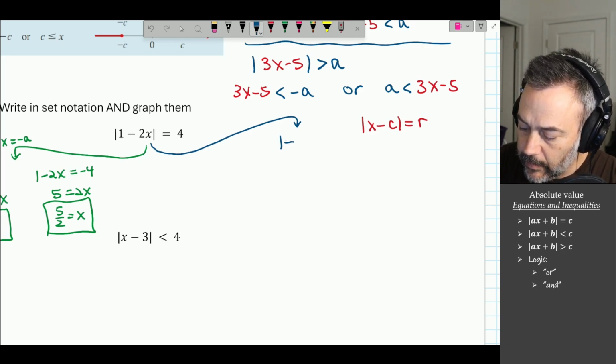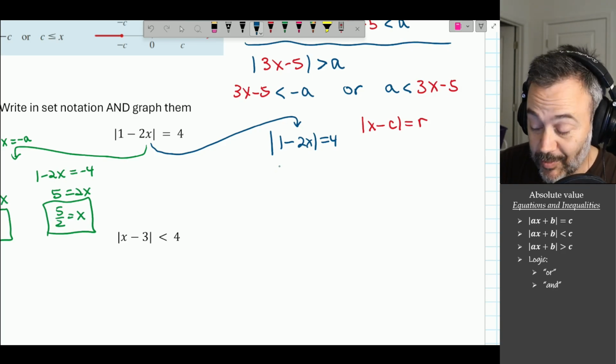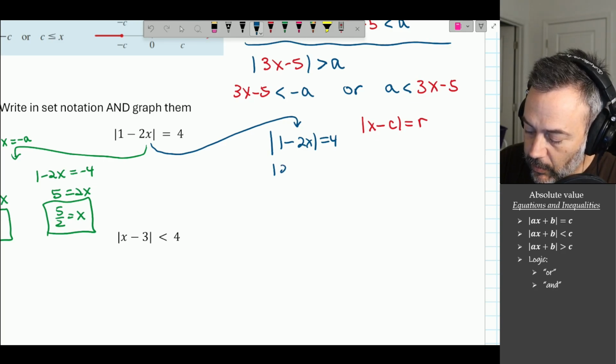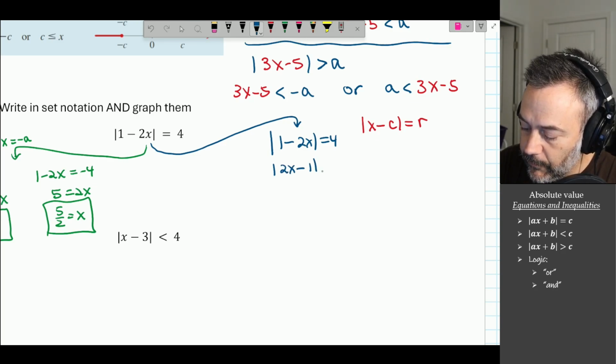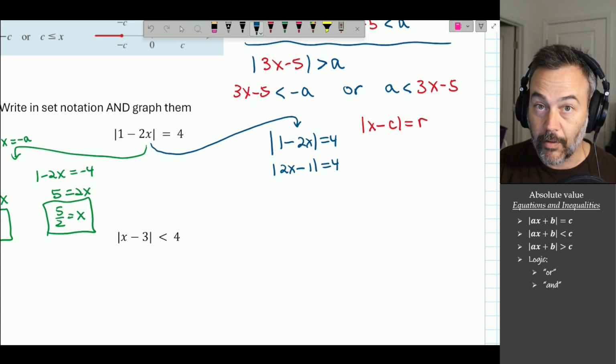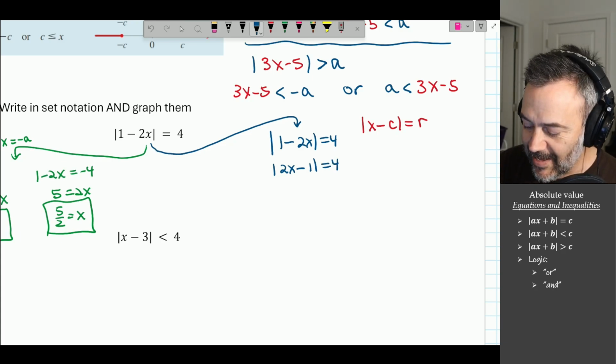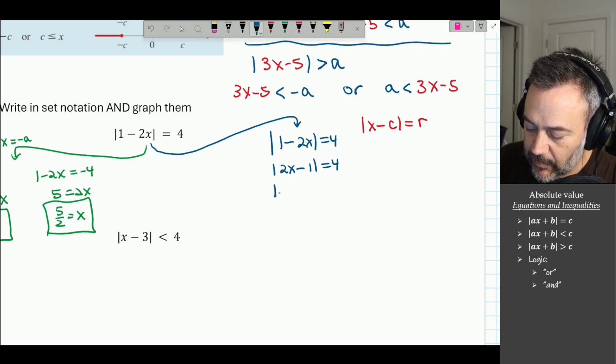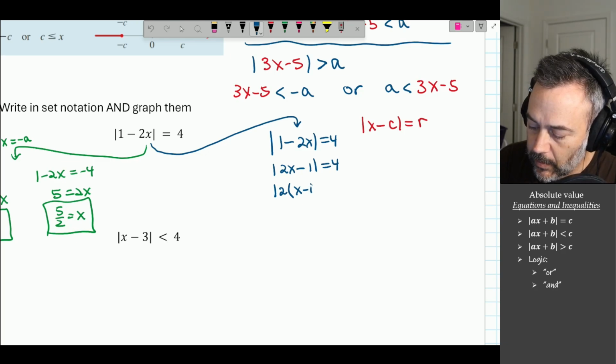I start out with the absolute value of 1 minus 2x equals 4. We learned the property that when there's subtraction inside the absolute value, you can change the order of it. That was one of our facts we learned on the first day. And I can factor out a 2 inside the absolute value. That would be 1/2 equals 4.